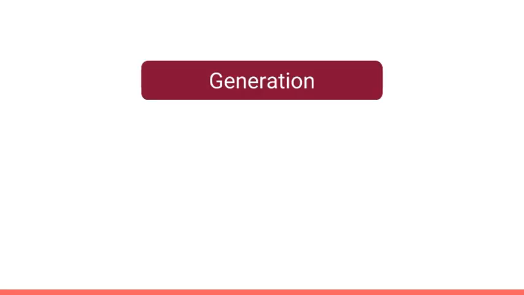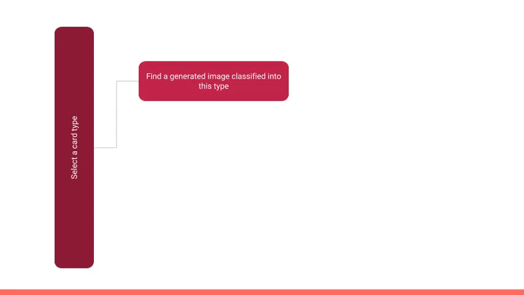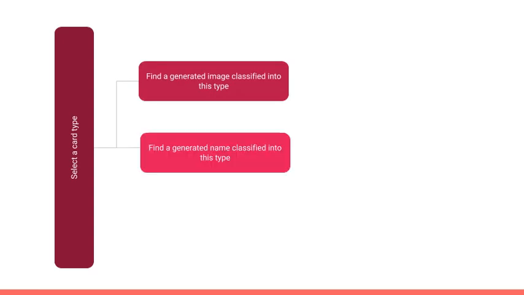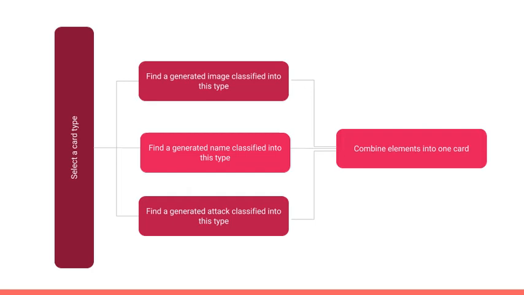First, each element is generated using its own neural network. Then, each element is run through a classifier that categorizes the generated pieces into types. To generate an entire card, then, the user decides which elemental type the Pokemon will be. Then they generate images until they find one that classifies into that type, and they do the same for names and attacks. Finally, they combine the elements into a complete card.